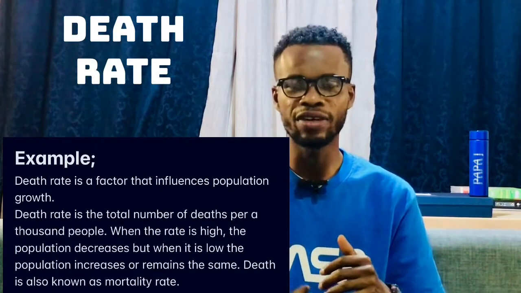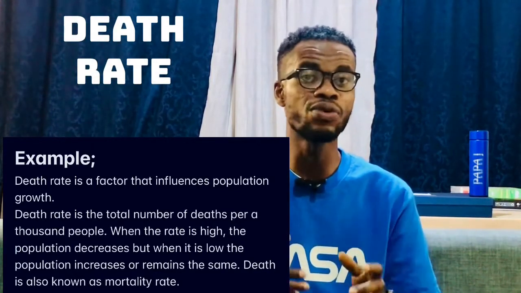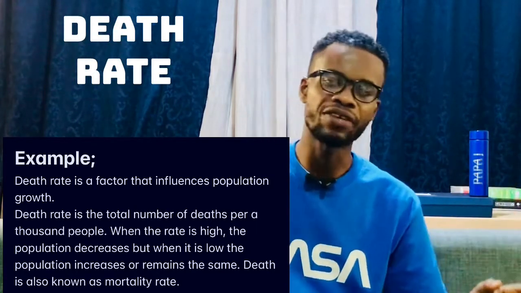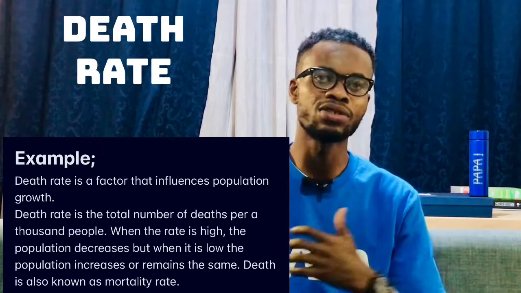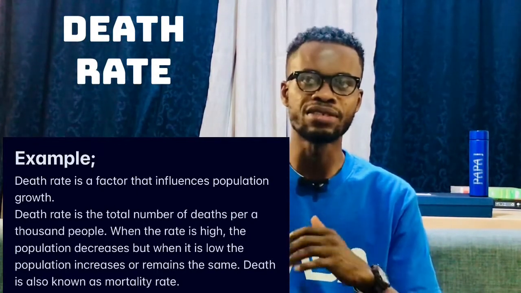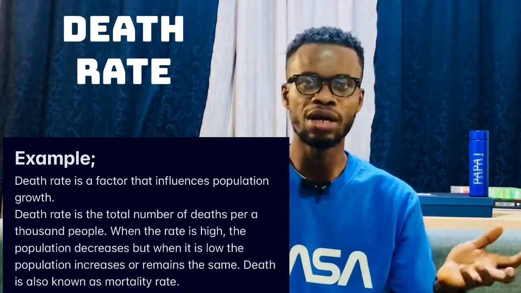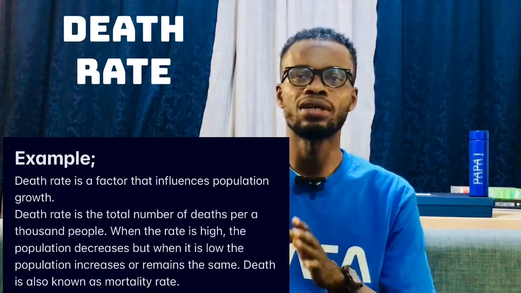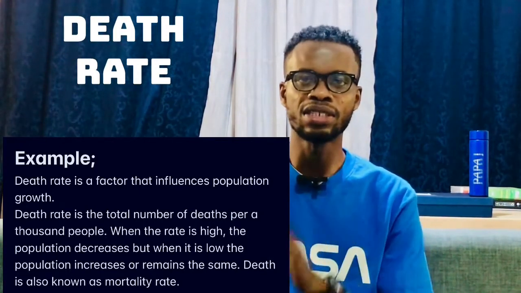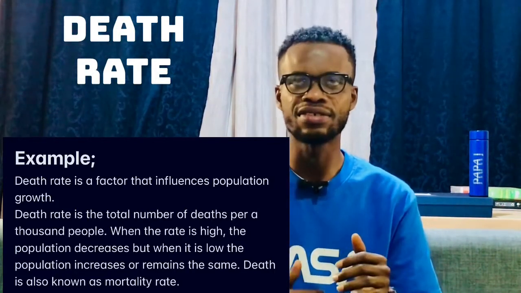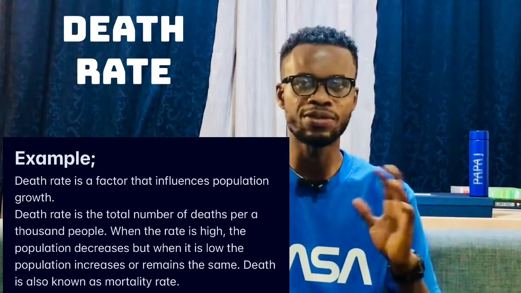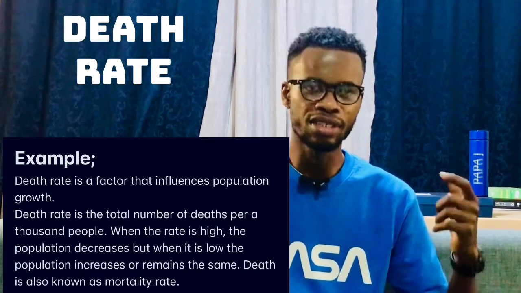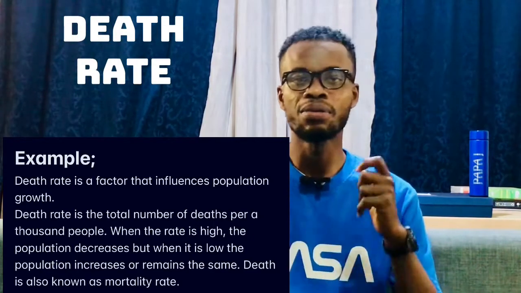Then you put your full stop there, you go further, and then tell the examiner how that influences the growth. So you say that when the death rate is low, the population is likely to remain the same or keep increasing because we are not recording a lot of deaths. Now, when death rate is high, the population decreases. So this is how you explain that point. And also don't forget to add that death rate is also known as mortality rate, from the word mortal, because mortal beings are beings or creatures that are capable of dying. All right, so that is how you write.